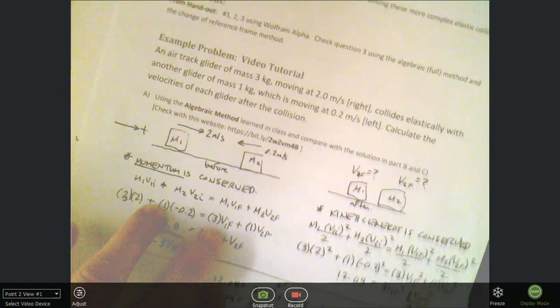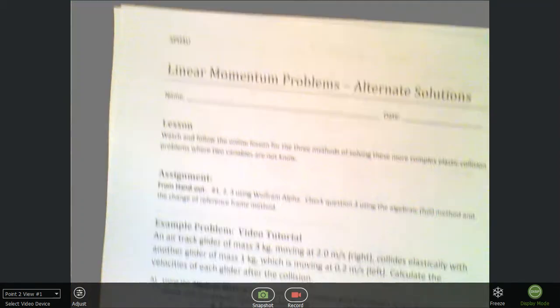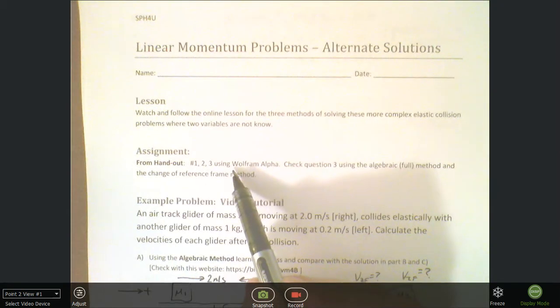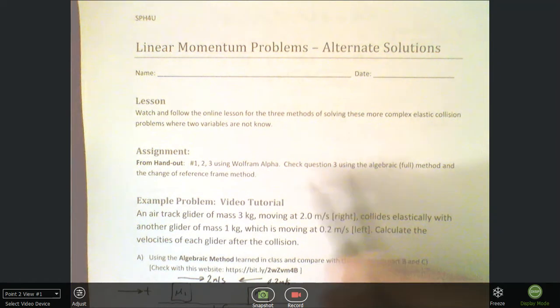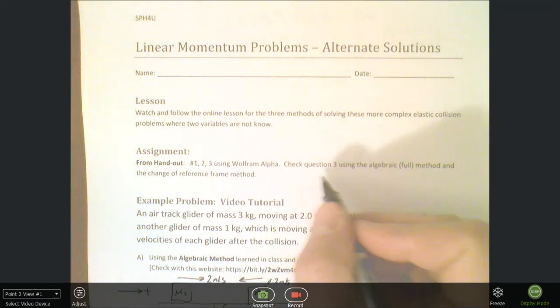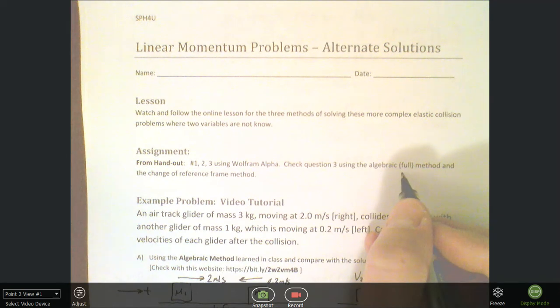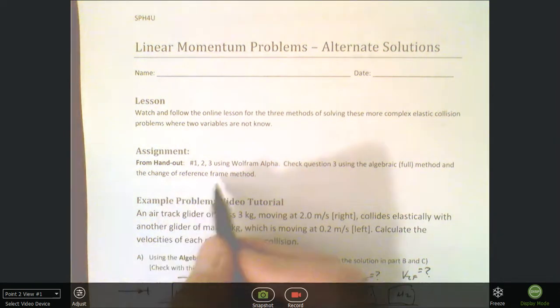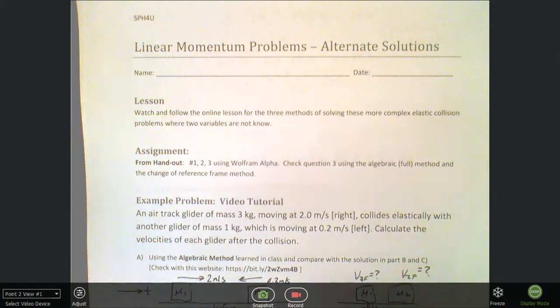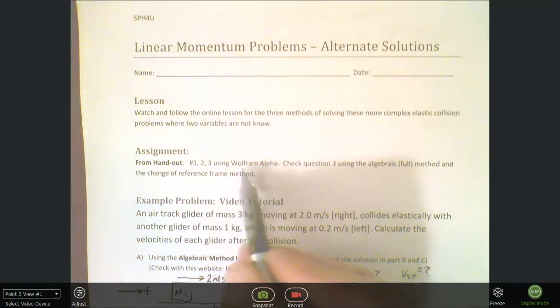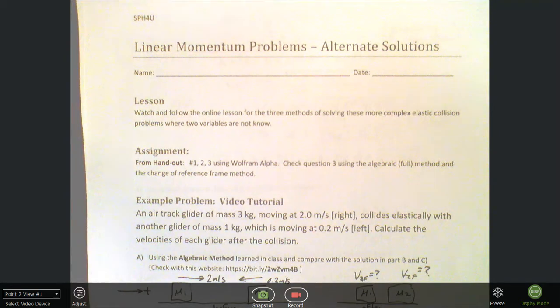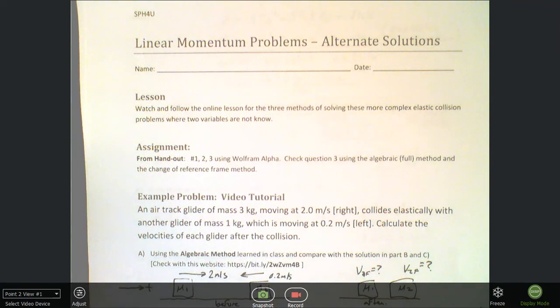So as I pointed out, for your lesson, you are going to do this. You're going to try questions 1, 2, and 3 using Wolfram Alpha. And then for one of the equations, or all of them if you have time, do the algebraic method for, let's say, question 3 and change of reference. Or do the change of reference for all of them and check them, do the Wolfram for all of them and do all the algebraic for all of them. But the key is make sure that you can do each of those 3 methods. Don't leave it. Make sure you can do it. Okay. Good luck with those problems.